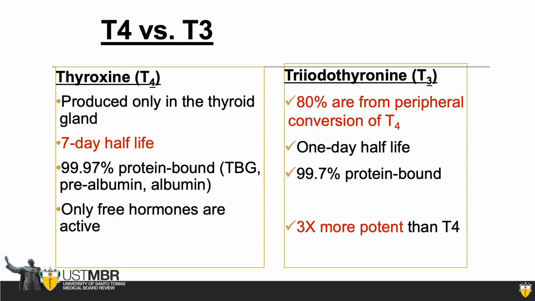So there are two different hormones of the thyroid, T4 and T3, and just to differentiate, this is knowledge that you will use as a clinician. T4 is 100% produced by the thyroid gland. T3 is only 20% produced by the thyroid gland. 80% of your T3 comes from T4, okay? And it has clinical relevance.